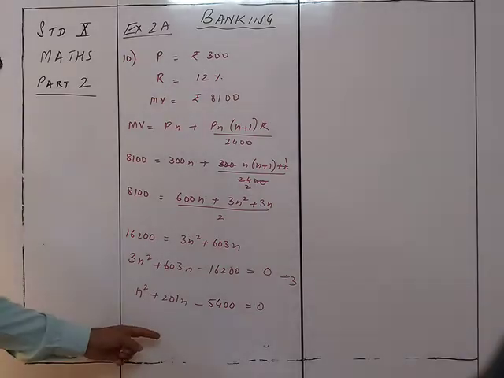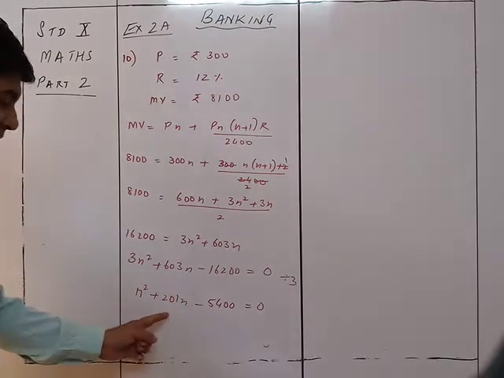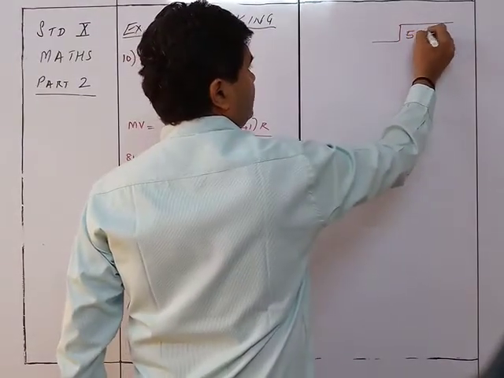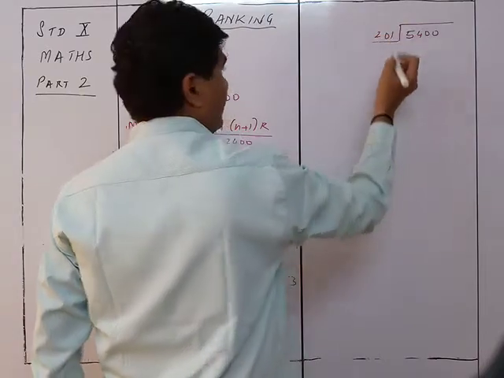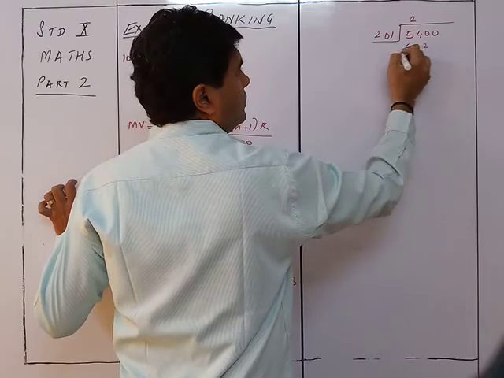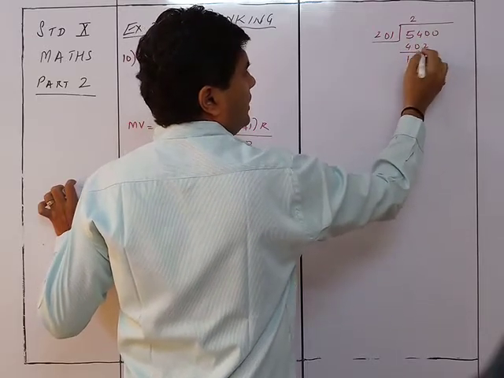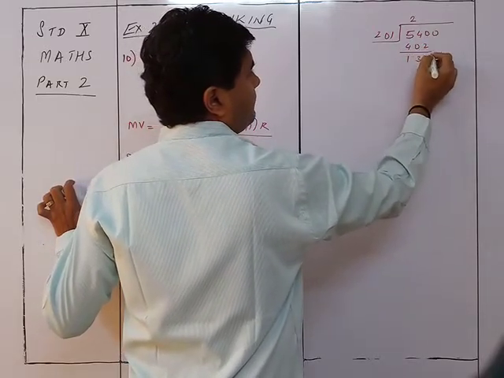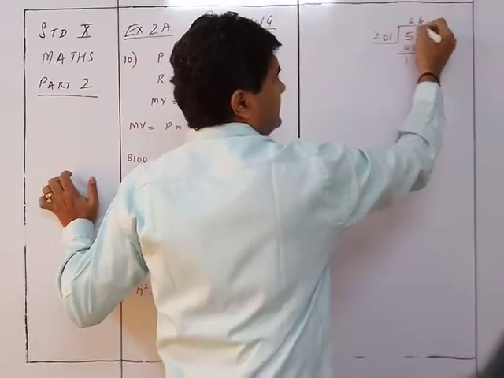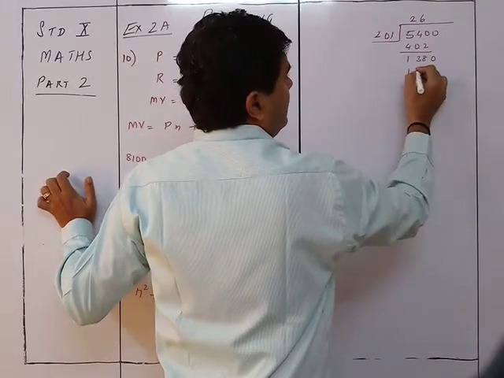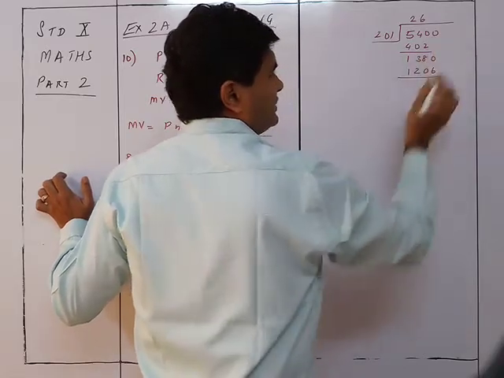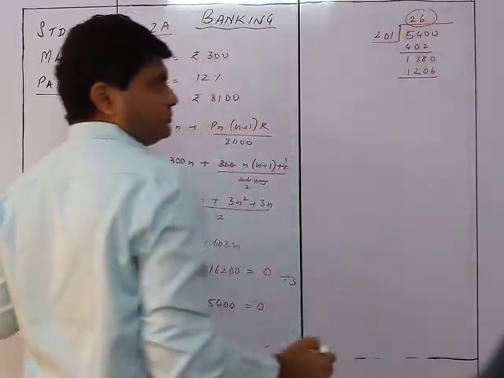As I told you, what we are going to do is divide this by this. So we are dividing 5400 by 201. So it will be 2's 402. That will give me 138. So that will give me approximately 26. That's sufficient. I just wanted this number.